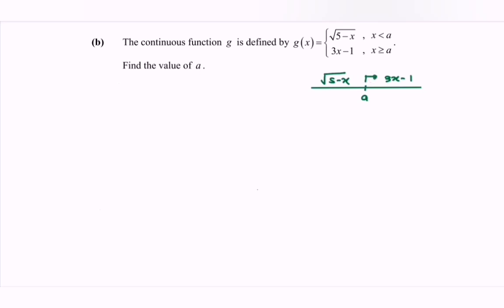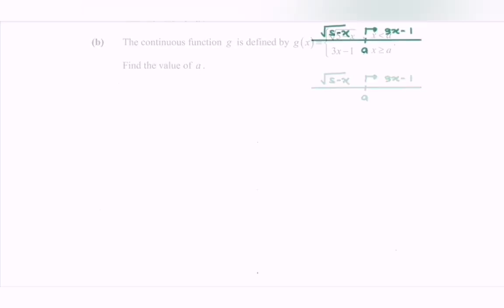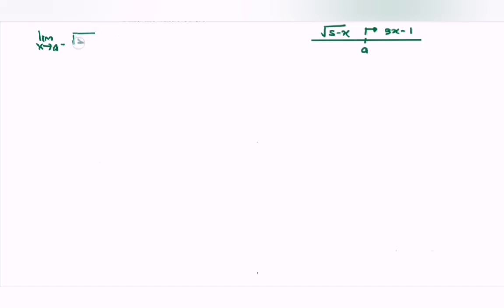The question said the continuous function g is defined by the situation given in g(x). Find the value of a. Since they already mentioned that g is continuous, the limits from the left and from the right are the same. So we have the limit when x approaches a from the left of the function square root of 5 minus x, equal to the limit when x approaches a from the right of the function 3x minus 1. Kindly substitute the value. So here we have the square root of 5 minus a, and here we have 3a minus 1. My suggestion would be to square both sides in order to eliminate the square root.